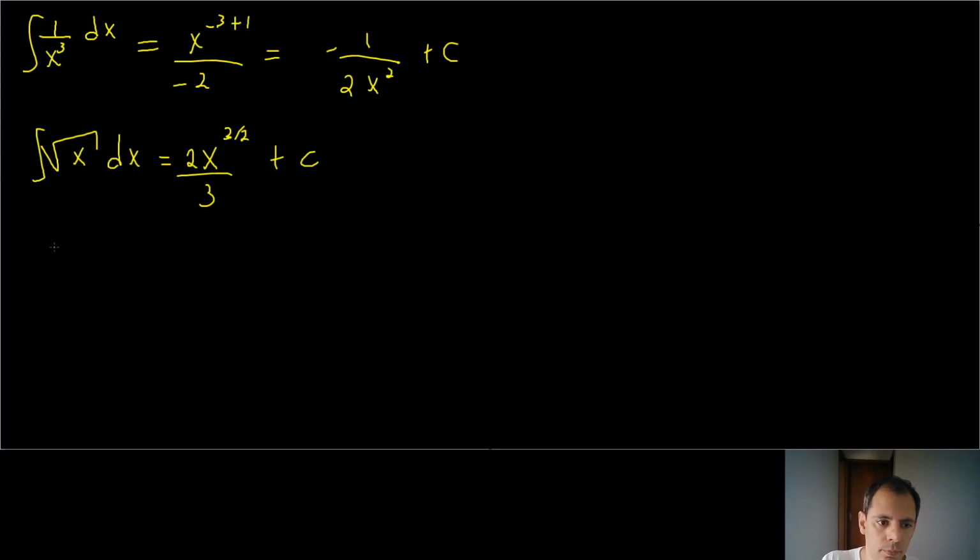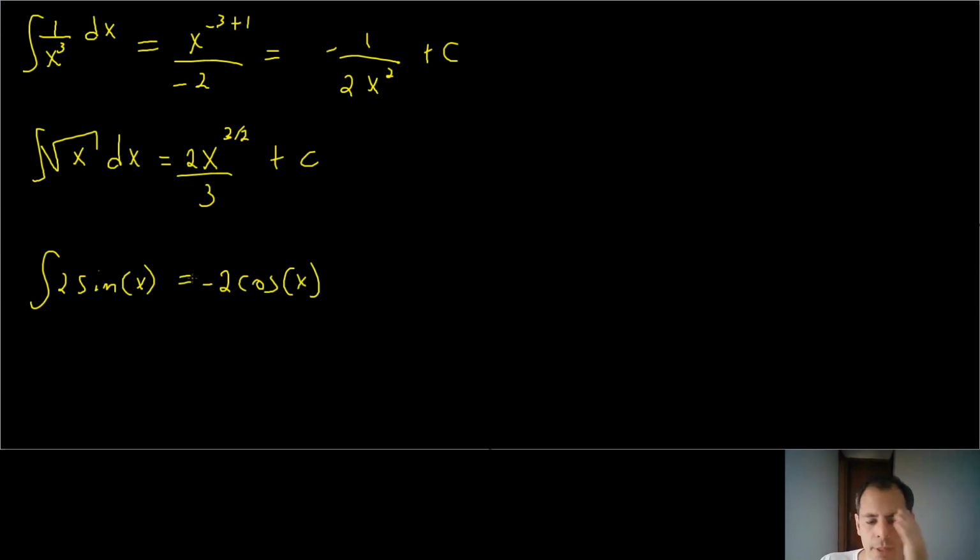Let's see now the integral of 2 sine of x. You can take the constant out of the integral, so it's going to be 2 times the integral of sine of x. That's going to be minus cosine of x.